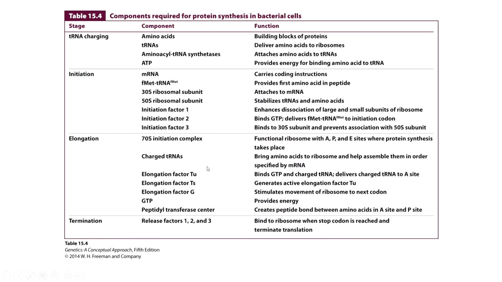This is true also for elongation. There's elongation factors that help to bind to the different stages, the RNA or the proteins, and help to facilitate the process of elongation. Still, in termination, there are release factors that bind to the ribosome and help to terminate translation. And so it's not just the ribosome, the tRNA, and the mRNA. We also need these initiation factors that help to facilitate the process. It's kind of like a transcription factor in transcription.